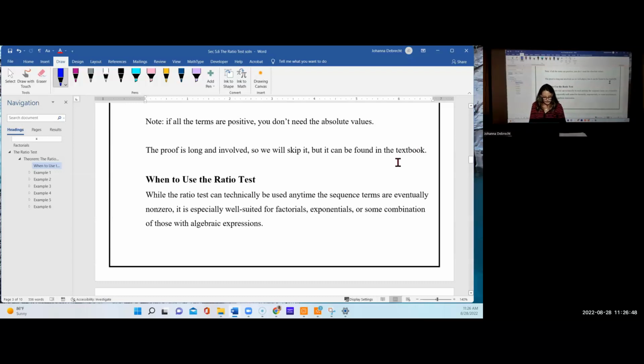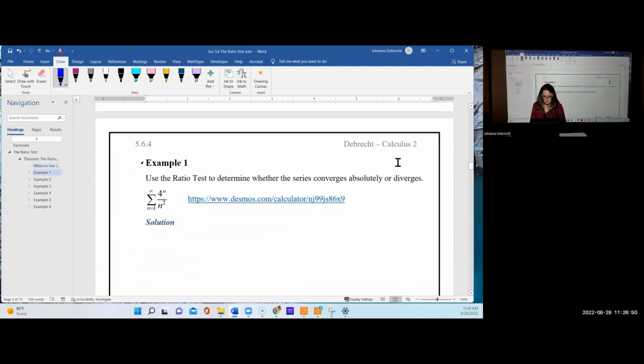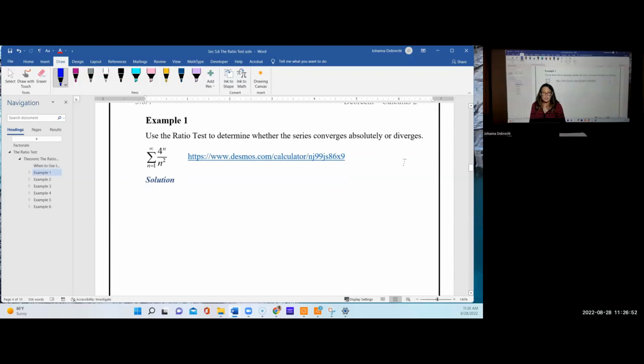All right, so now that we've talked about when to use the ratio test and what it is, we're going to go ahead and take a look at an example. So this is example number 1. Now, don't click on the link yet if you have my notes at home. If you don't have my notes at home, I'll leave it here long enough that you can get that copy down so you can see it, but don't click on it yet.